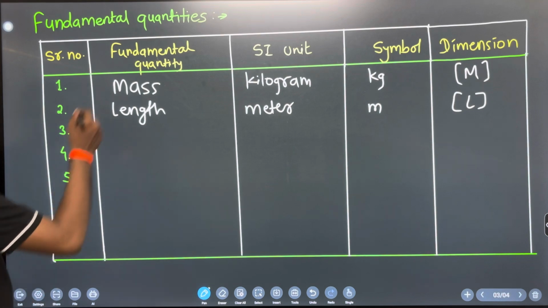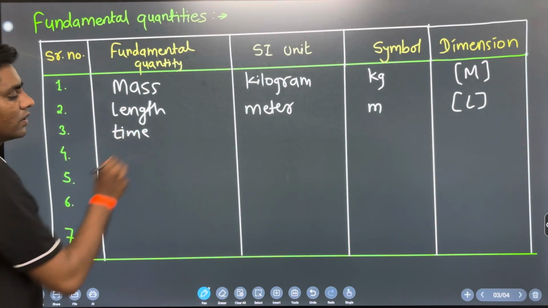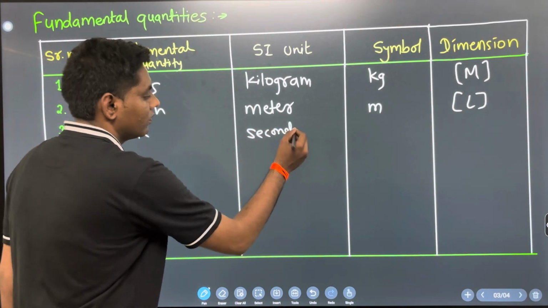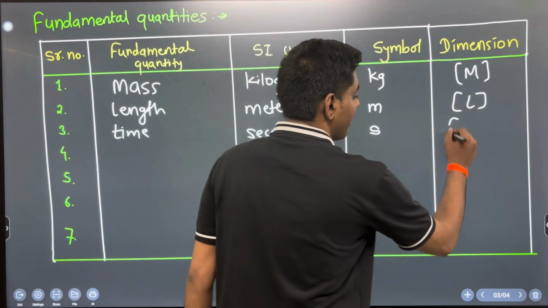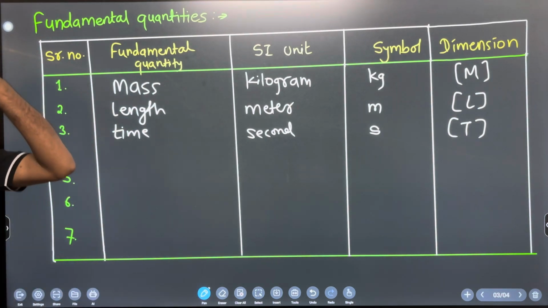After that, next fundamental quantity, that is time. So time is measured in second. Now it is represented by small s, and the dimensional formula for the time is capital T. उसको लिखना है inside the bracket.